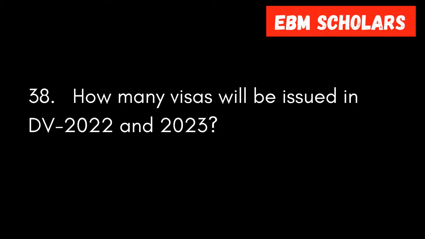Question number 38. How many visas will be issued in DV 2022 and DV 2023? At the moment, the visas which are issued are 55,000 as the maximum limit. But now there is a process of increasing the visas to 80,000 instead of 55,000. This is under what we call the United States Citizenship Act of 2021.